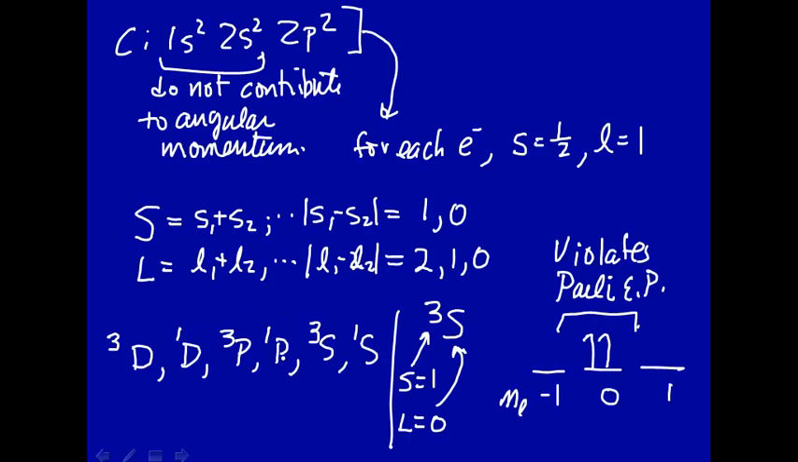Well, we can sort of go through all of these and try to figure out which is allowed and which is not. But there's another approach, and that's called the microstate approach. What one does here is write down all possible combinations of the electron intrinsic spin and the angular momentum. In other words, all possible combinations of m sub s and m sub l, and then figure out what term symbols correspond to those. So let's go ahead and do this.